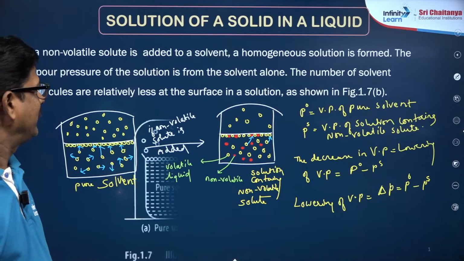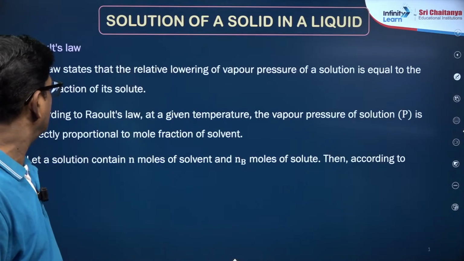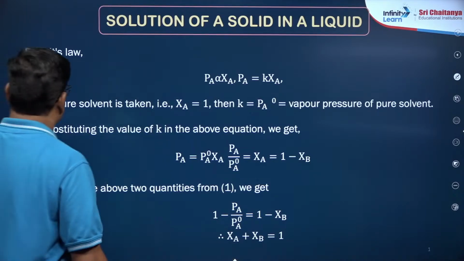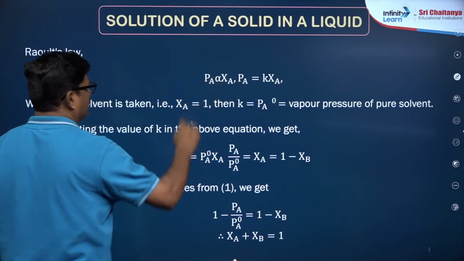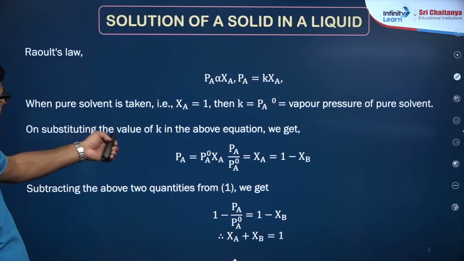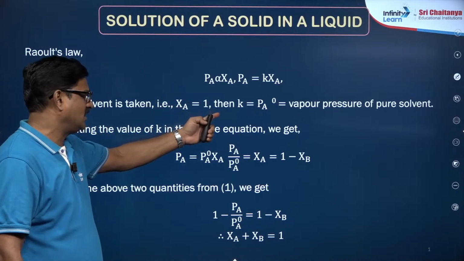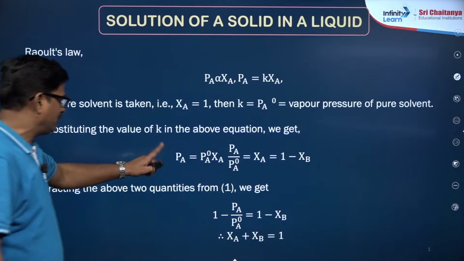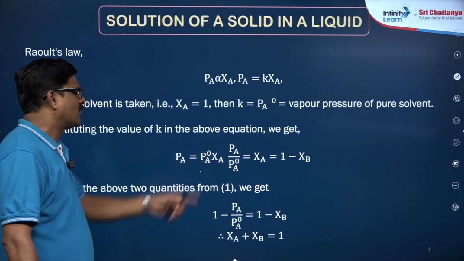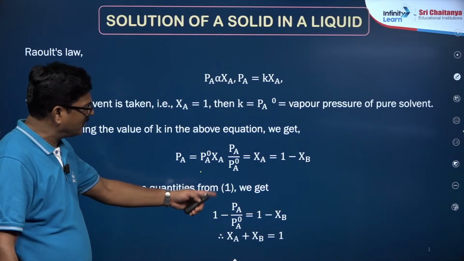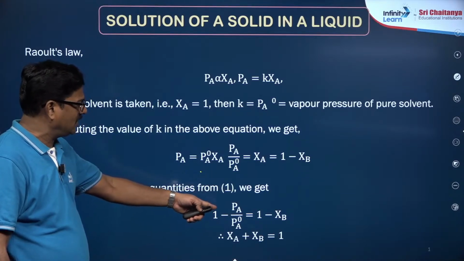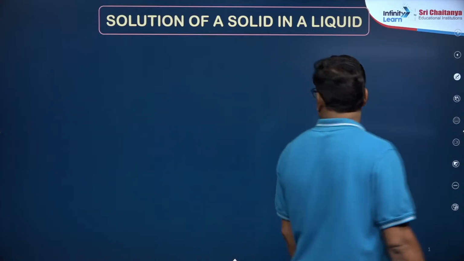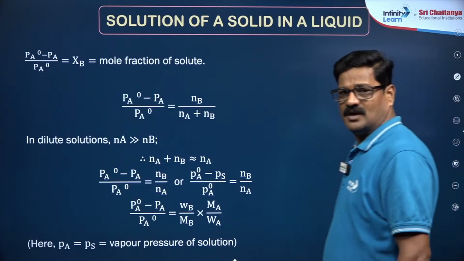Samuel, hi, great. That's what is shown here. So Raoult's law for that is given as, we know that Pa is directly proportional to the mole fraction of A, Pa is equal to Ka times mole fraction of A. When the pure solvent is taken, mole fraction of A is 1, then K is equal to P naught A, the vapor pressure of pure solvent. On substituting the value of K, the equation becomes Pa is equal to P naught A times mole fraction of A, that is equal to 1 minus mole fraction of B, since mole fraction of A plus mole fraction of B is equal to 1. I just want to say a derivation of the relative lowering of vapor pressure.